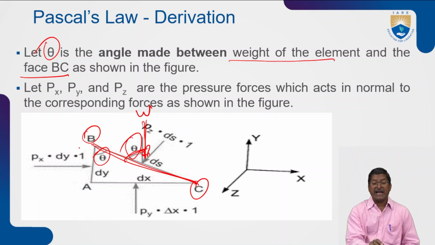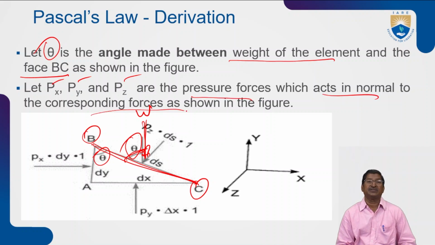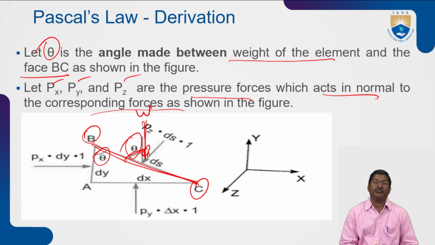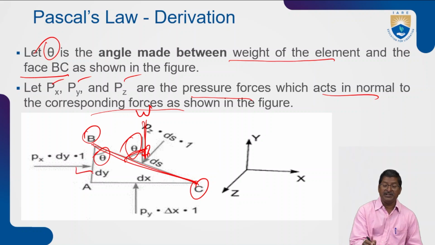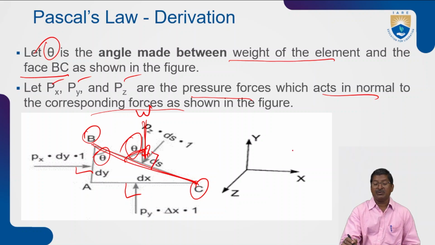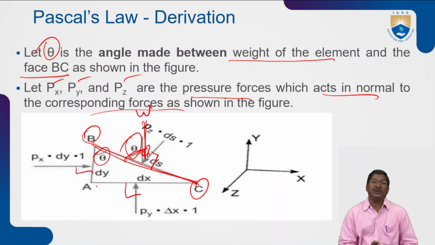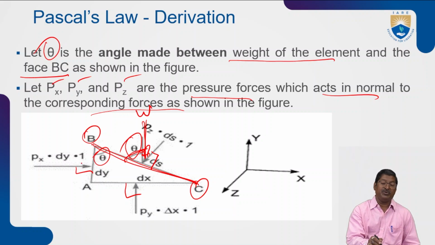So whatever it may be, the angle made by the weight of that wedge fluid element and the face BC, that angle is theta here. Here also it is the same theta angle. Let Px, Py, Pz be the pressures acting normal to the corresponding faces. So we already discussed this. Px, Py, Pz are the pressures acting normal, so this is normal, 90 degrees. Here it is 90 degrees. Here it is 90 degrees. So the pressure is acting normal to the surfaces. Px is perpendicular to AB, Py is perpendicular to AC, and Pz is perpendicular to BC, the slope.